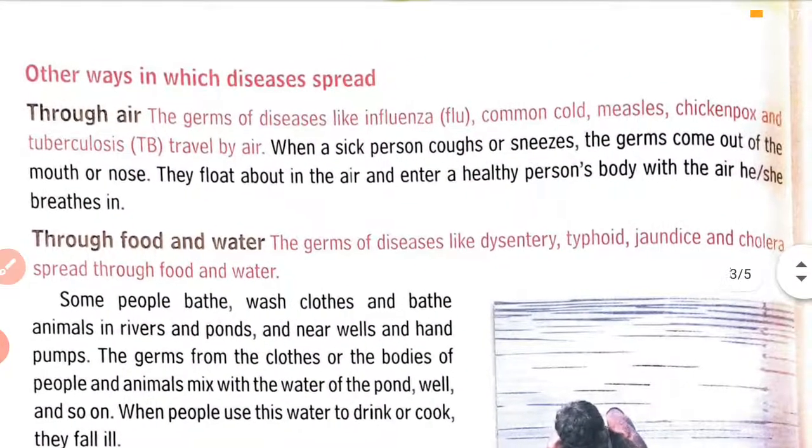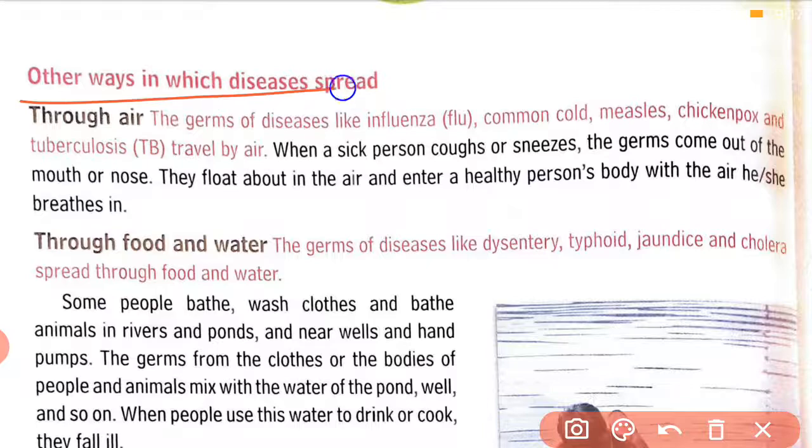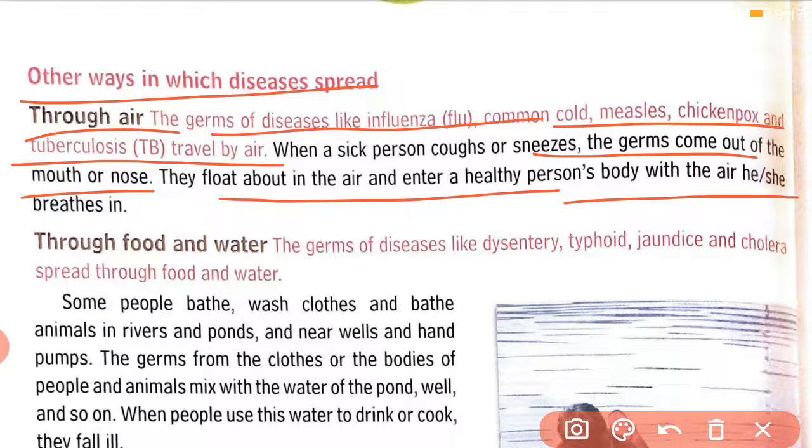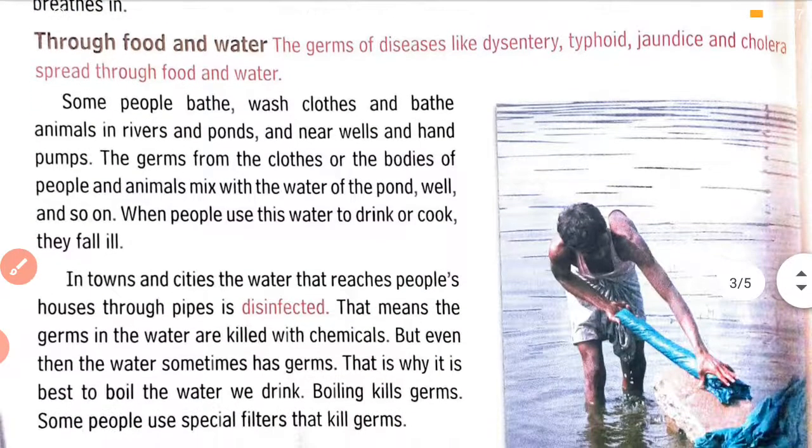Now, other ways in which diseases spread: through air. The germs of diseases like influenza, common cold, measles, chickenpox, and tuberculosis travel by air. When a sick person coughs or sneezes, the germs come out of the mouth or nose. They float about in the air and enter a healthy person's body with the air he or she breathes in.